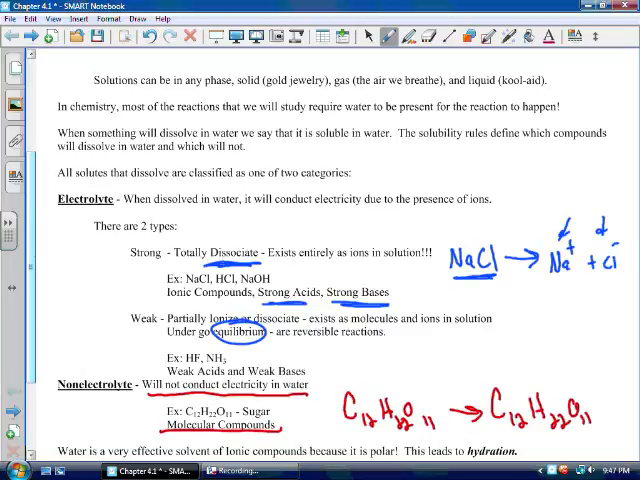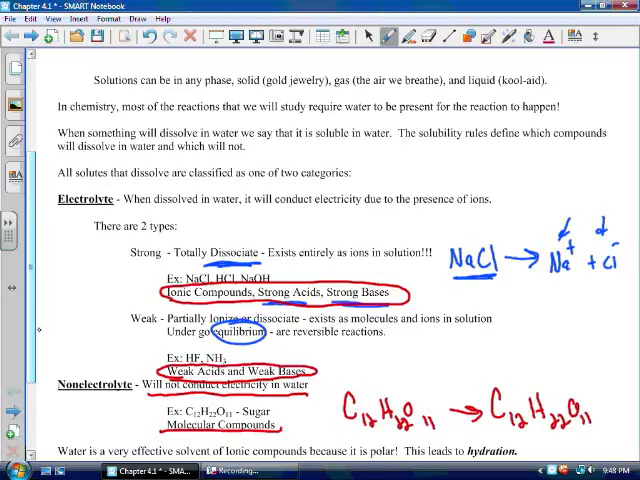So as a recap of the types of electrolytes, electrolytes will conduct electricity, non-electrolytes won't. Within electrolytes there are two types. Strong means they totally dissociate. They are ionic compounds, strong acids, and strong bases, which we will touch base on in the next couple of sections. Weak electrolytes are things that will partially dissociate or undergo equilibrium, and they are weak acids and weak bases, again, which you should not be able to identify at this point, but we will in a few sections. And then the final one are non-electrolytes, which are molecular compounds, two or more non-metals joined together.